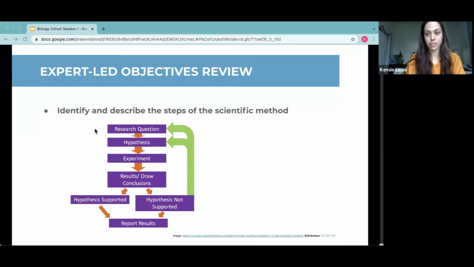Okay, so this is the objective: identify and describe the steps of the scientific method. So chances are you've heard of the scientific method before. Maybe you've learned about it in elementary school or in high school or participating in a science fair. And for some, it might seem like a super complex or intimidating process that only highly trained scientists can do.